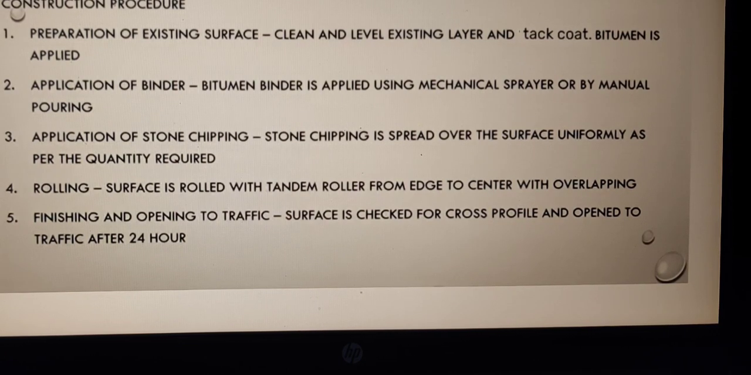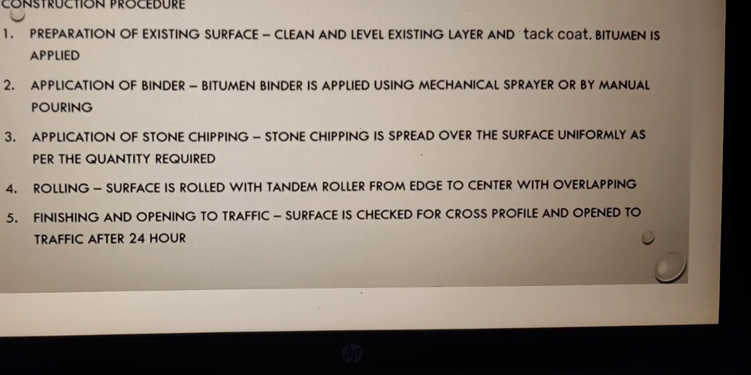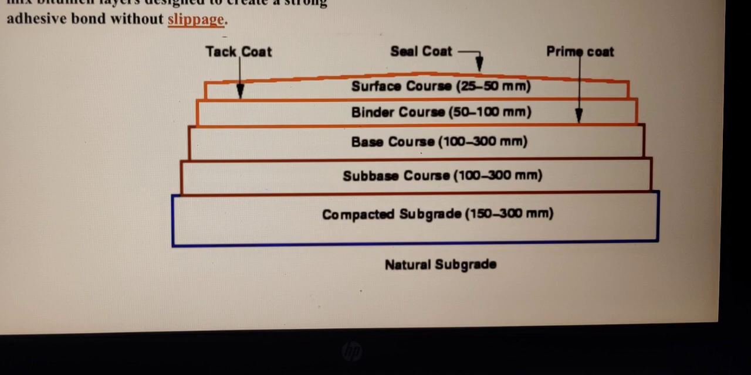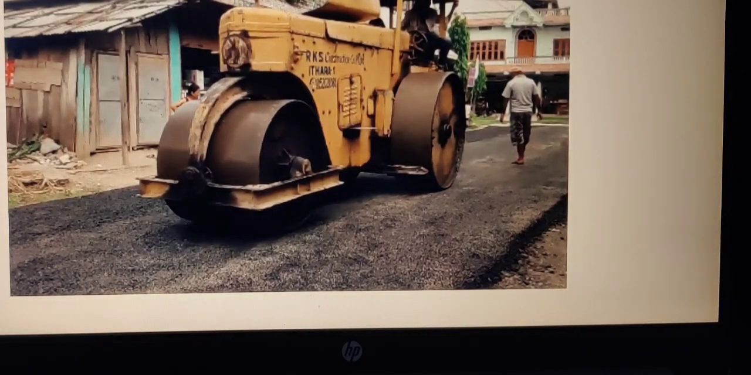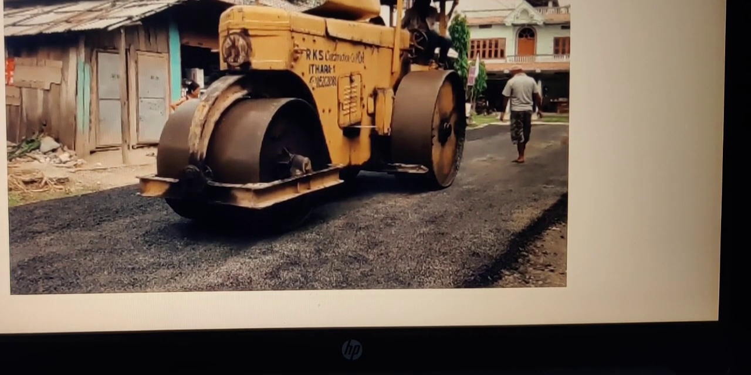The fourth step is you have to roll the surface. Surface is rolled either with a tandem roller or with a smooth roller from edge to the center without any overlapping. And the last is the finishing and opening stage. Surface is checked for the cross profile and opened to the traffic after 24 hours. So rolling is done here.